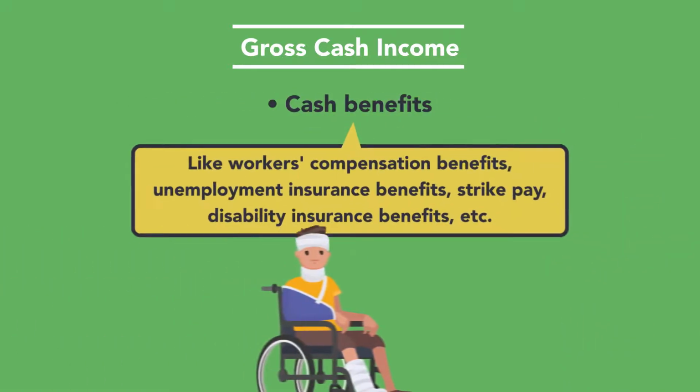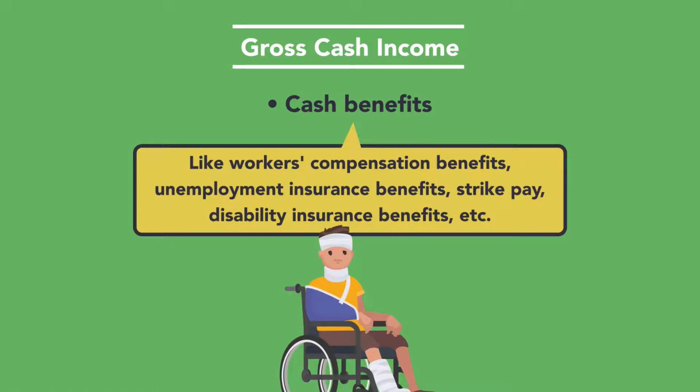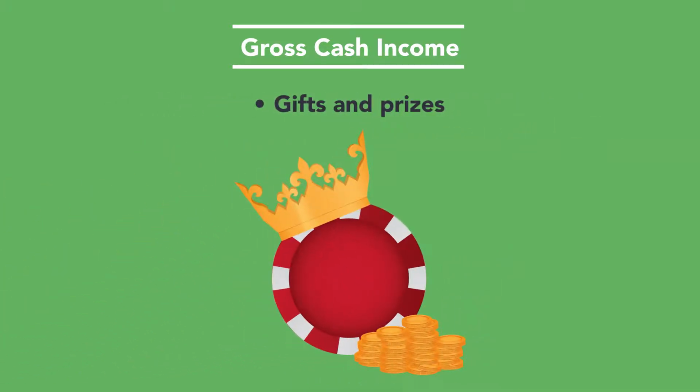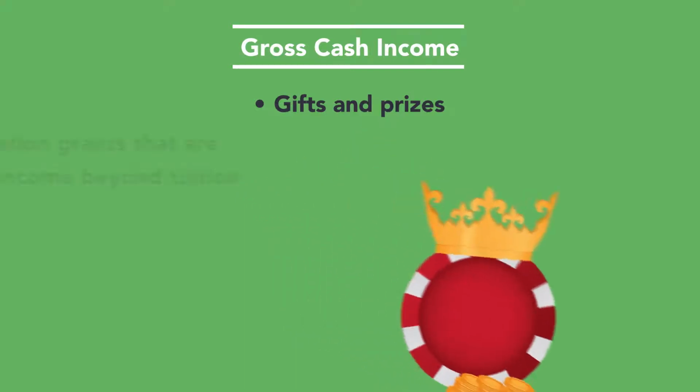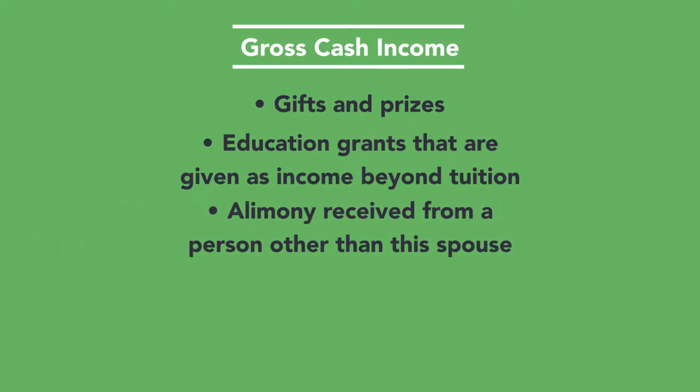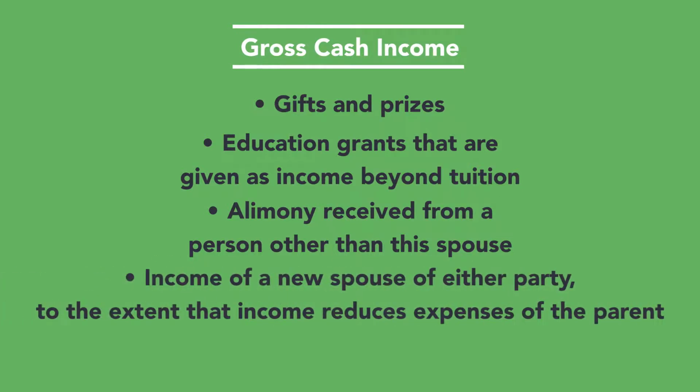Cash benefits like workers' compensation benefits, unemployment insurance benefits, strike pay, disability insurance benefits, etc. Gifts and prizes, including lottery winnings and gambling winnings. Education grants that are given as income beyond tuition, like living expense money, etc. Alimony received from a person other than this spouse. Income of a new spouse of either party, to the extent that income reduces expenses of the parent.